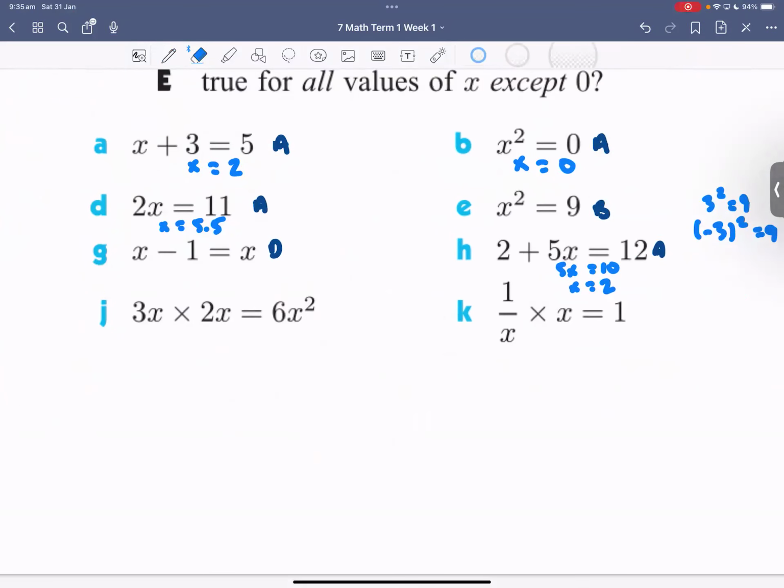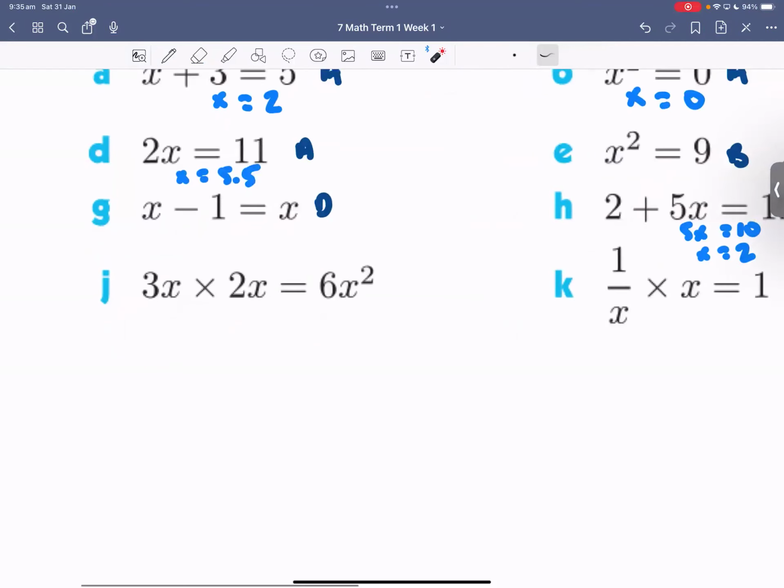Alright. Next one. 3x times 2x is 6x squared. What's x? X can be anything. Because literally, guys, 3x times 2x is 6x squared. X could be anything. I'll prove it to you.